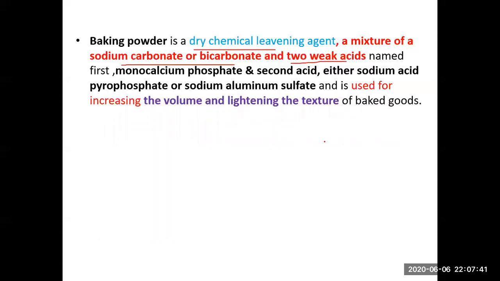But in the case of baking powder, along with the sodium carbonate and bicarbonate, two weak acids are present. The first is monocalcium phosphate, and the second acid can be of two types: either sodium acid pyrophosphate or sodium aluminium sulfate. These two kinds of acids are present with the sodium carbonate or bicarbonate, and they help increase the volume and lighten the texture of baked goods.